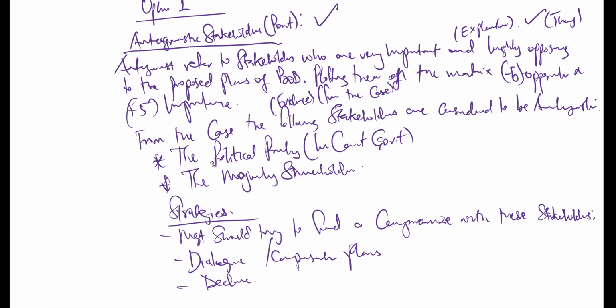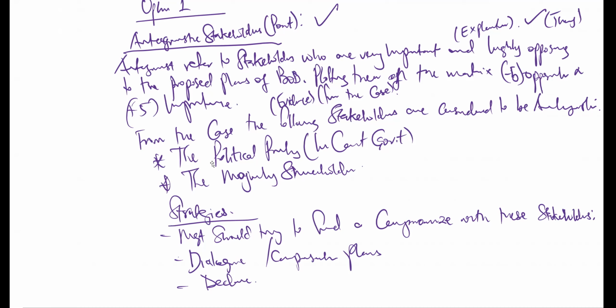From the case, the following stakeholders are then considered to be antagonistic. Then I talk about maybe there was some political party who were opposing the plans, right? The majority stakeholder, because that political party is also the current government, which means if you make noise, they can close your business. True or false? Making them very important, true, right? Then the majority shareholder, you can also take his shares away, you lose. So from the case, this may be the two people.